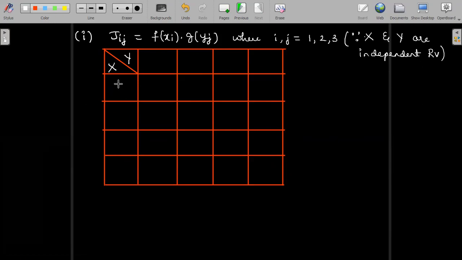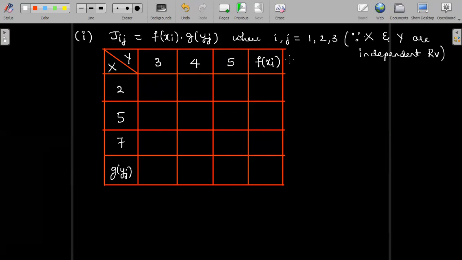X takes the values 2, 5, 7 from the given data. The last row I have kept for g of Yj. Let me tell you what this is. The Y values are respectively given from the table as 3, 4, 5. And here we will be writing down the respective f of Xi values. Let us see what it is equal to.